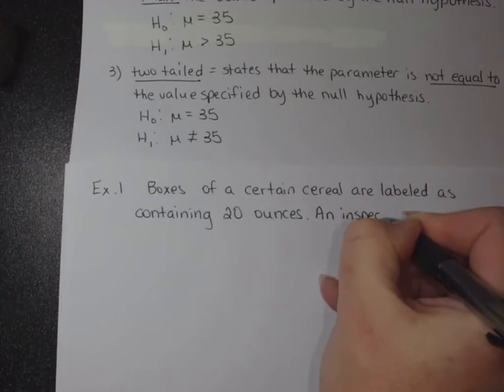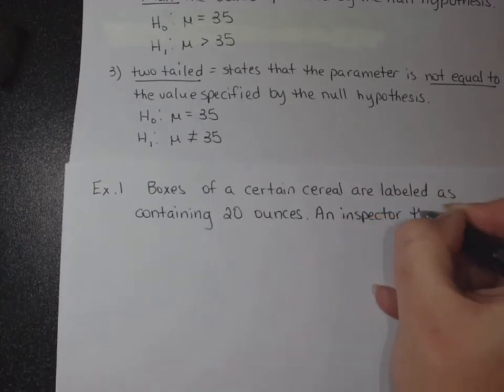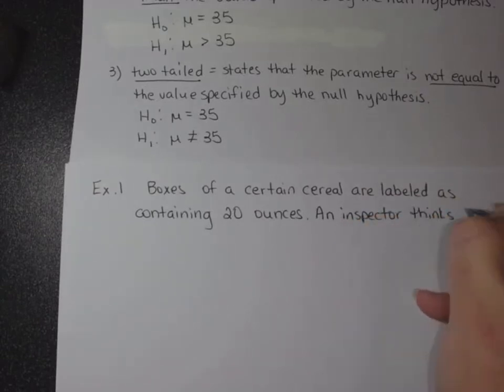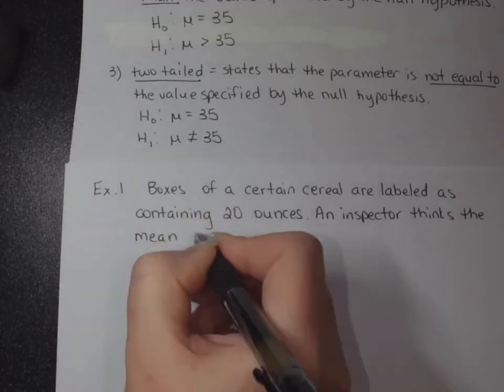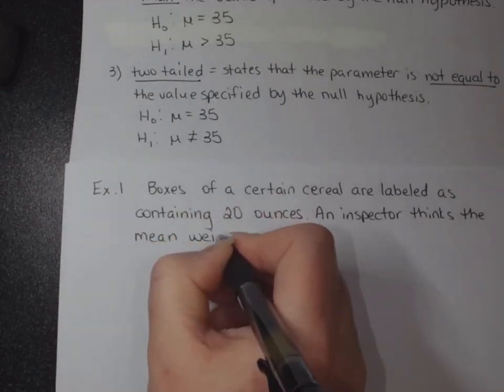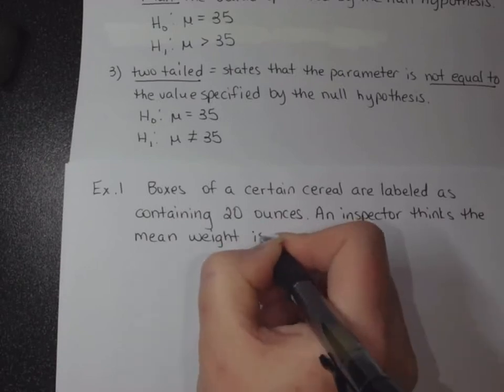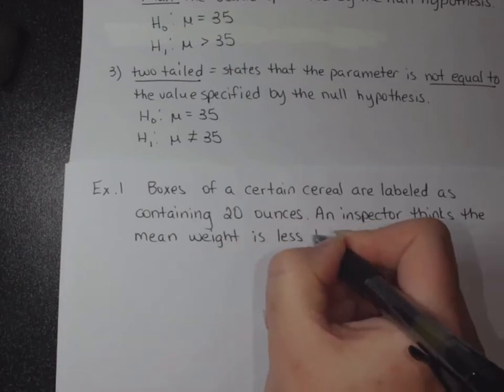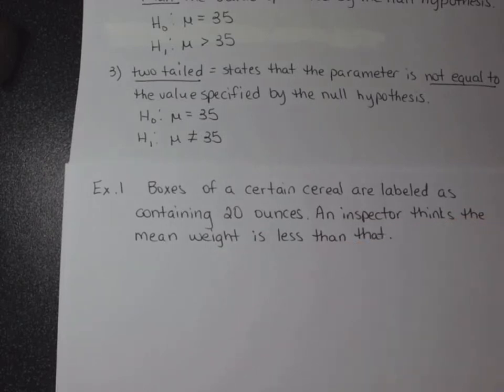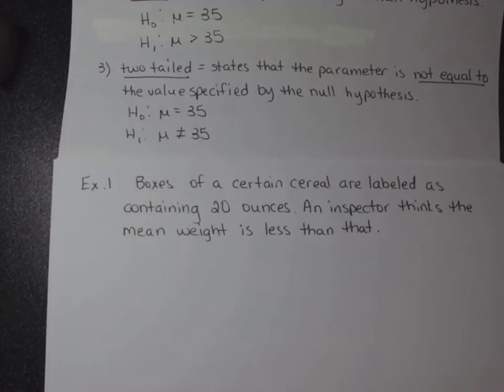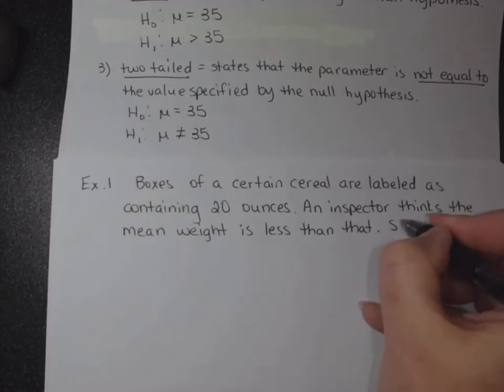But in reality, there's going to be some imperfections in weighing. So some boxes are going to have more than 20 ounces and some boxes are going to have less than 20 ounces. Because even though machines are filling those boxes, more than likely, there's errors in those programs. So let's say that an inspector thinks that this cereal company is being less than honest. He thinks that there's less than that.